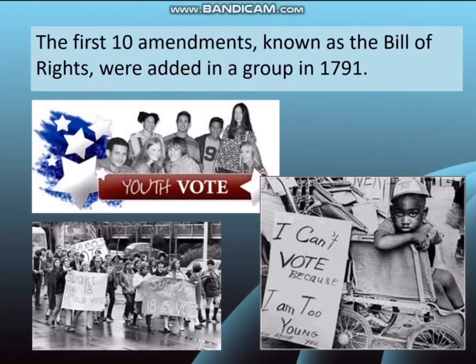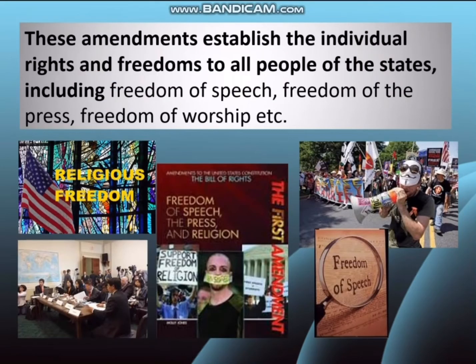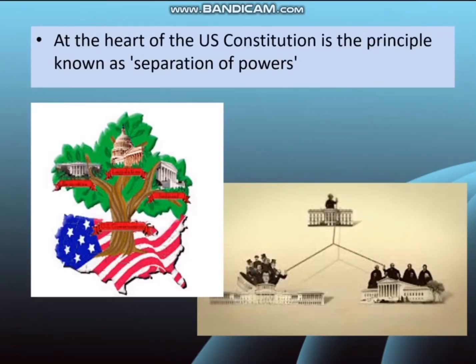The first 10 amendments, known as the Bill of Rights, were added in a group in 1791. These amendments established the individual rights and freedoms to all people of the states, including freedom of speech, freedom of press, freedom of worship, etc.